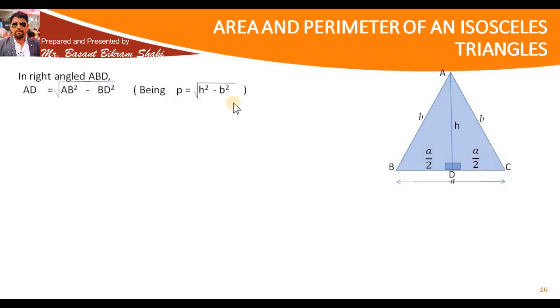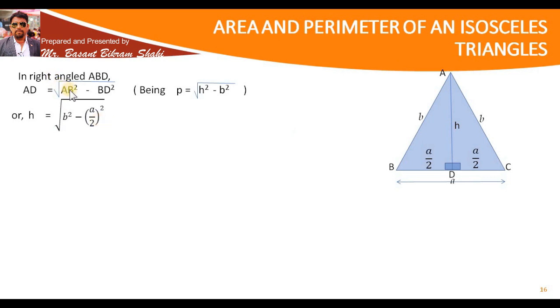According to Pythagoras theorem, P equal to square root of h square minus b square. Here AD is perpendicular, BD is base, and AB is hypotenuse. So AD is equal to square root of AB square minus BD square. AD is H here.